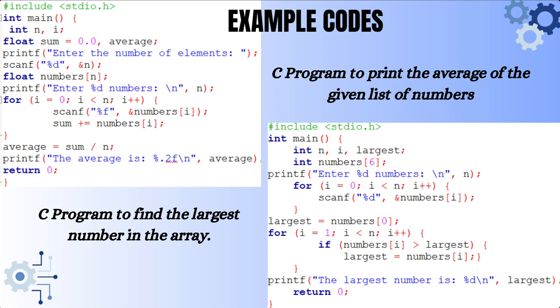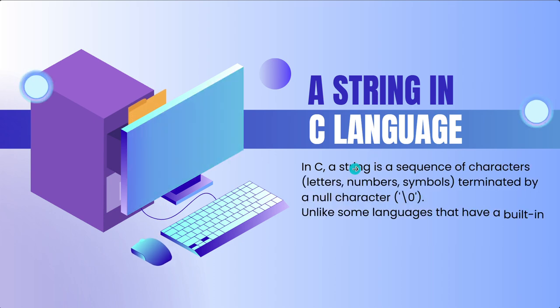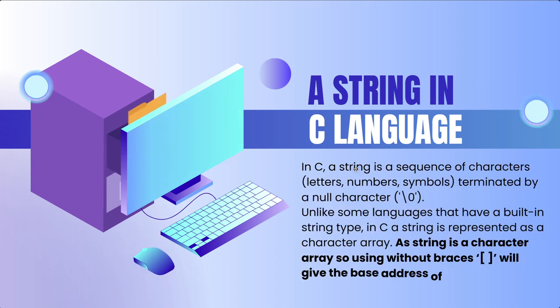Now we will come to strings. A string in C language. In C language, a string is a sequence of characters, letters, numbers, or symbols terminated by a null character. Unlike some languages, we don't have a built-in string type. In C, it is represented as a character array. A string is a character array, so using its name without brackets will give the base address of the string.